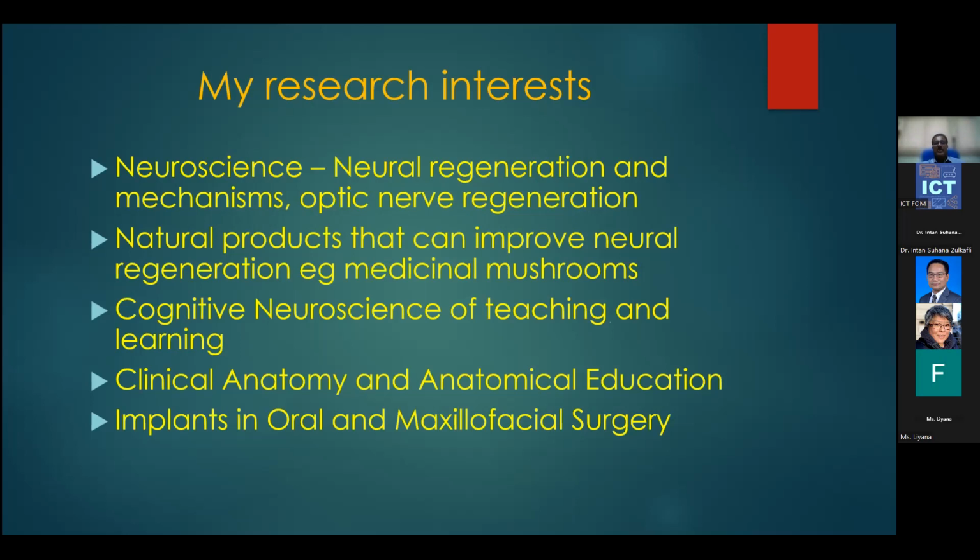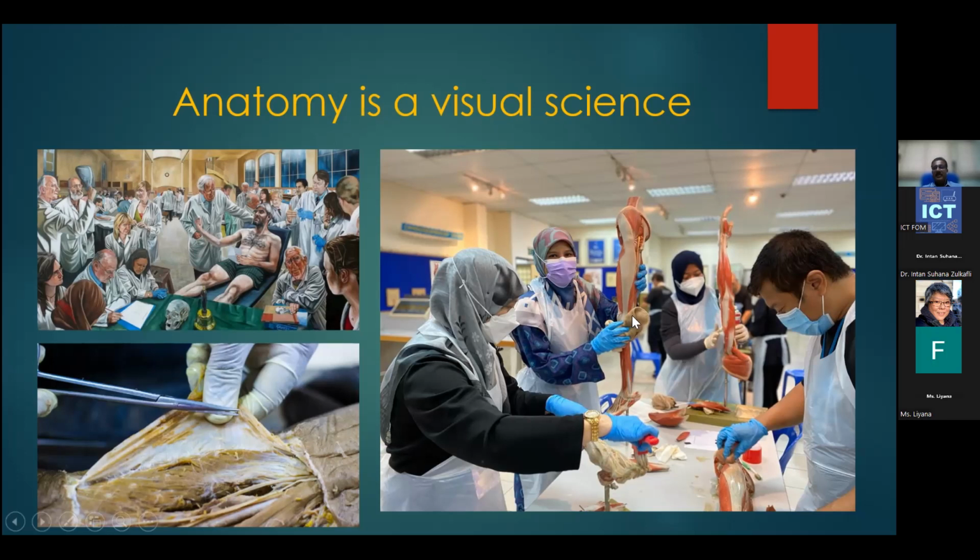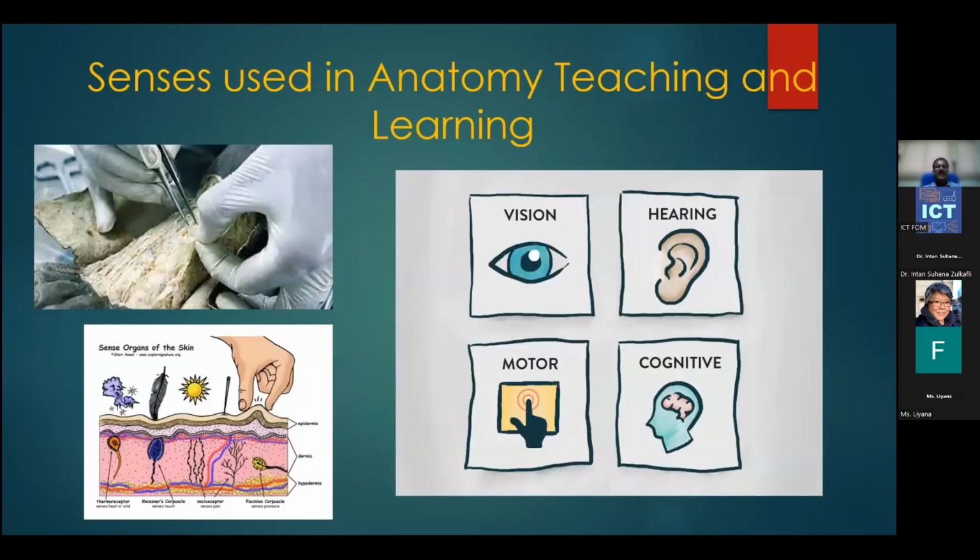Now, as for today, I'm going to talk mostly about the current challenges we are facing in teaching human anatomy. As you all know, anatomy is a visual science. The best textbook to learn human anatomy is the human body itself. Decades ago, this is how we learned human anatomy, by dissection, and currently we use models and also some plastinated specimens.